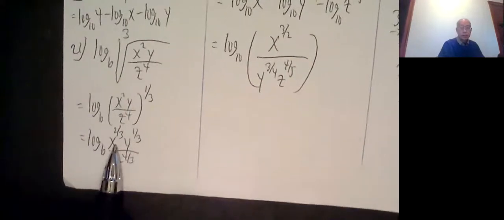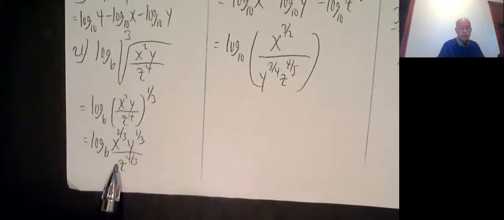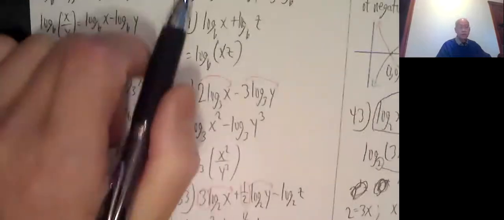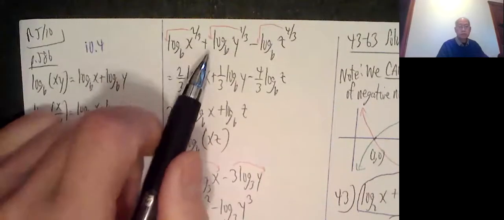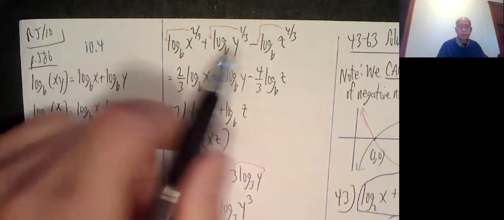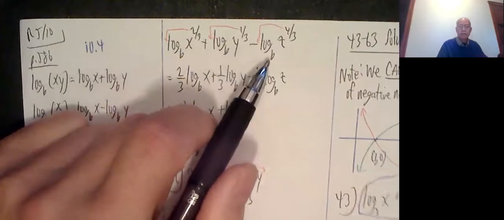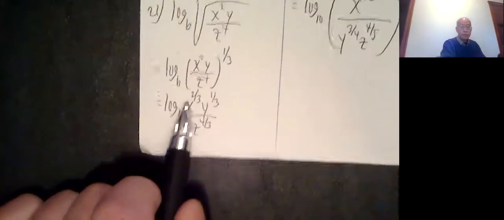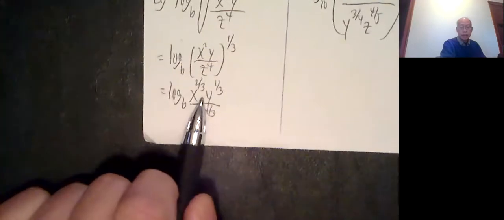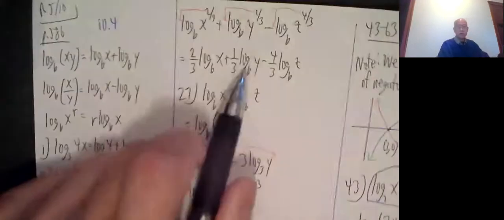Okay, so the next step, this will be an addition. This will be a subtraction because it's in the denominator. So log base b of x to the 2/3 plus log base b of y to the 1/3 minus log base b of z to the 4/3. Okay, so again, this was on top, that's on top, so that's a plus, but this becomes a minus because it's on the bottom.